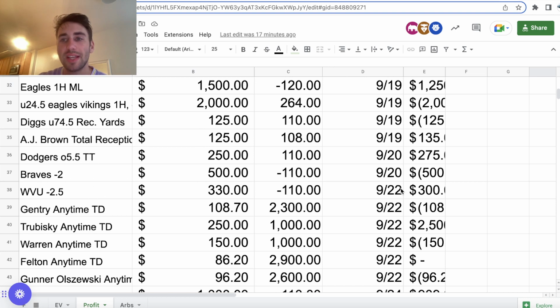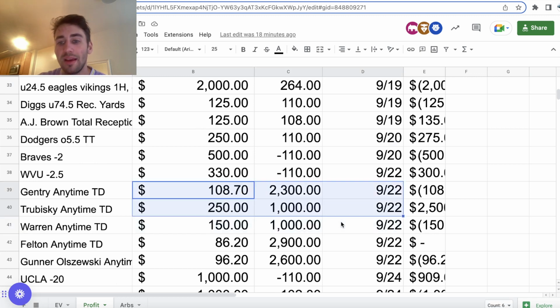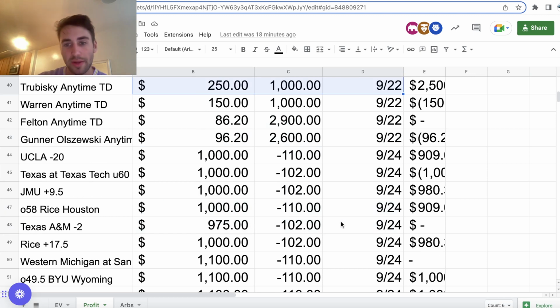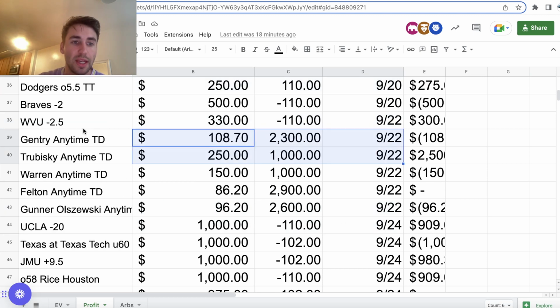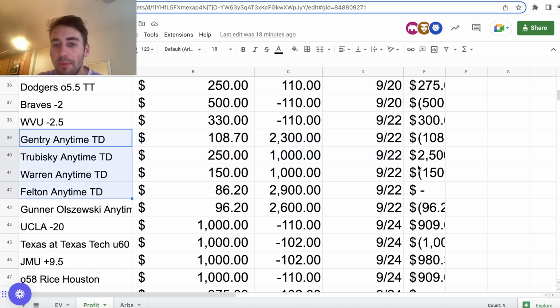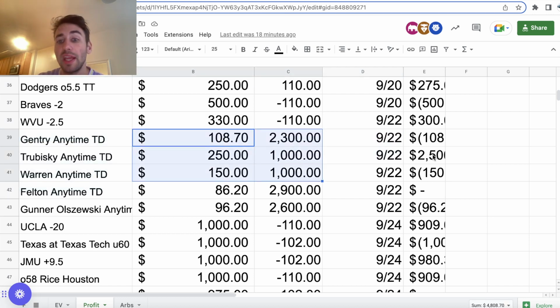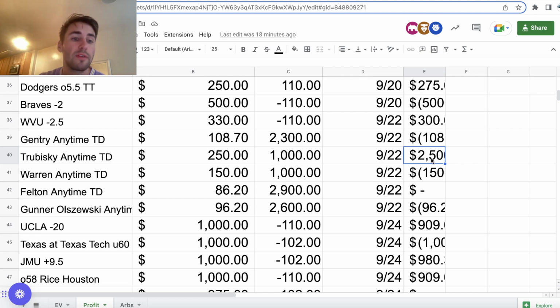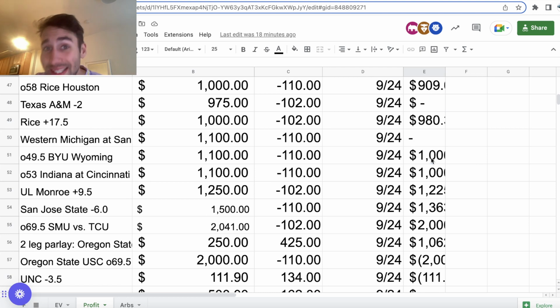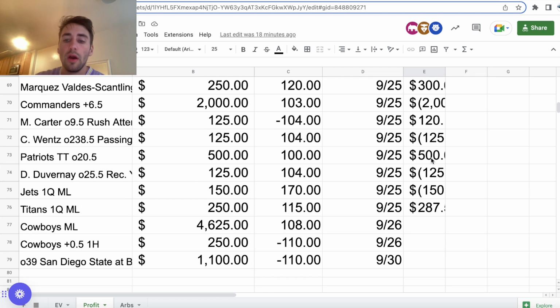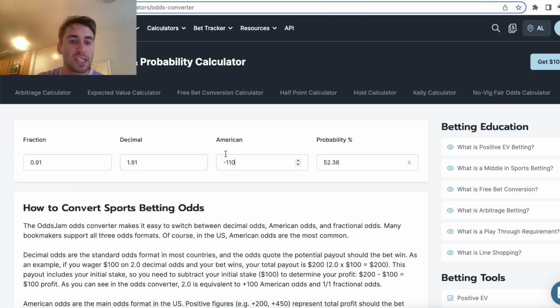And the whole point is just kind of showing you, as a data-driven bettor, we don't win every bet, but we win in the long run always, right? Like, we had a bunch of anytime TD bets. Not all of them hit, but hey, Trubisky hit, giving us 2.5K on Thursday Night Football. That's not bad, right? So you don't need to win every bet. That's not the point. In fact, when you're betting at minus 110 juice, you only need to win 52.4% of your wagers to break even.